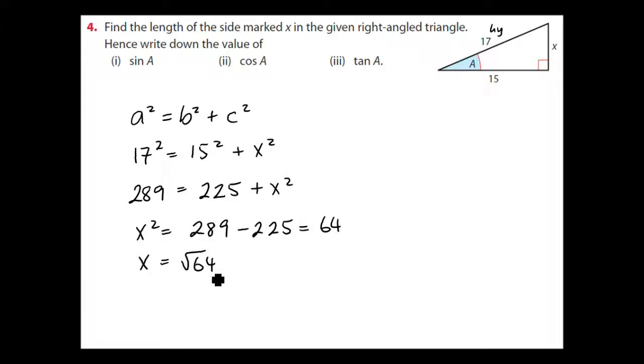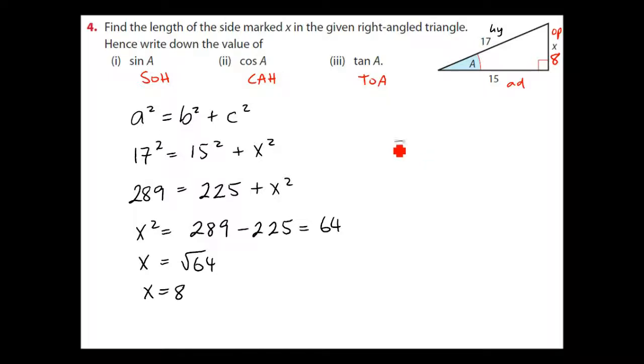That's 64, and that's a nice one. The square root of 64 is x, and the square root of 64 is equal to 8. So x is equal to 8. We could mark this off then if we wanted onto our triangle. And now we can get our ratios. It's good to label our sides. Compared to angle A, we have our opposite is 8, our adjacent is 15, and hypotenuse is 17.